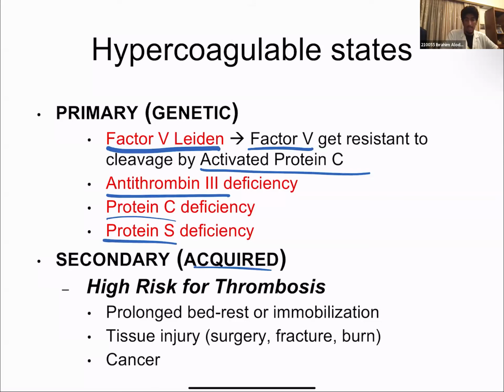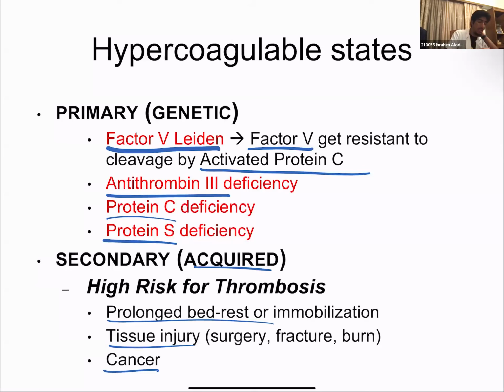The acquired causes or the secondary causes is, like we mentioned, things like stasis. So if you're in bed after a surgery or you're not able to move, you're gonna have more stasis in your blood flow. You're likely gonna form a clot. If you have an injury to your tissue in your body, you're likely gonna have a blood clot. And then cancer does a whole lot of things to the body that you're going to learn about throughout medicine. One of those things is that it puts the body in a hypercoagulable state.